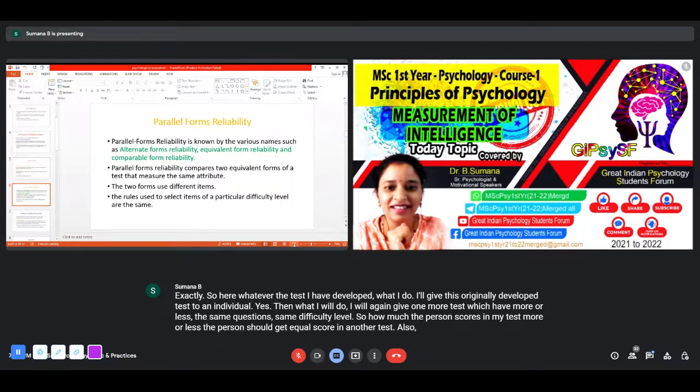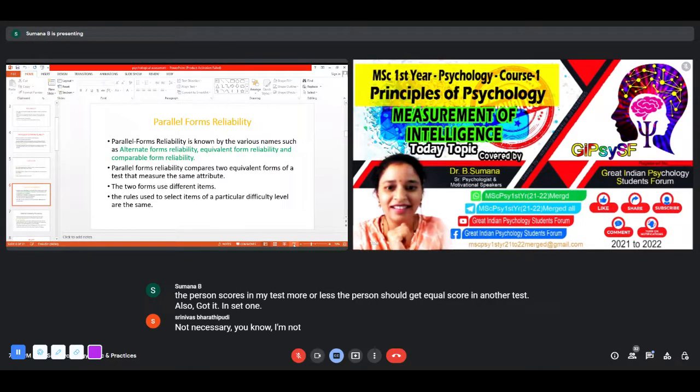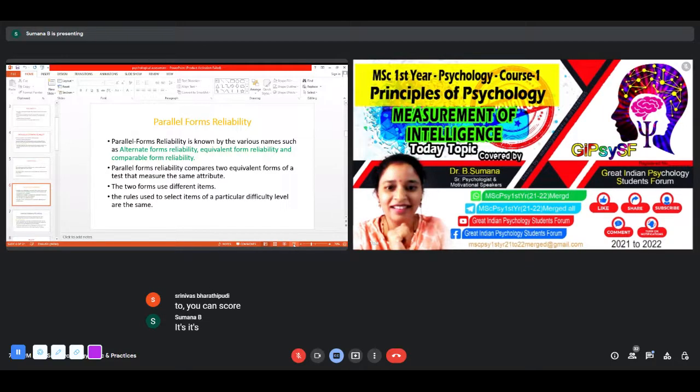Got it? In set one, not necessary, no, ma'am. It's not necessary that he has to score the same. With this correlation only I can say that my test is reliable. This is one form of measuring reliability. Okay. Got it. Understood. Now I know how I can check whether my recently developed questionnaire is reliable or not.